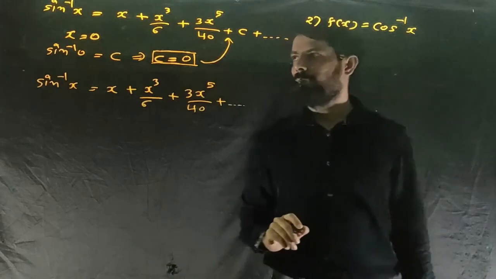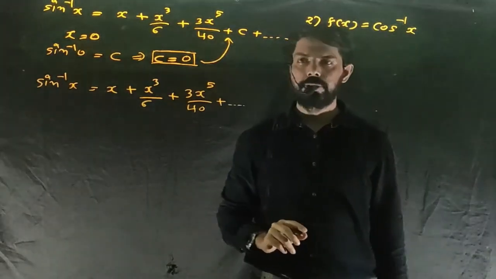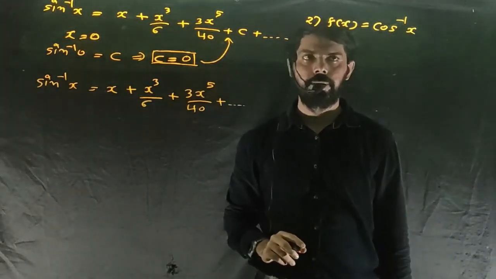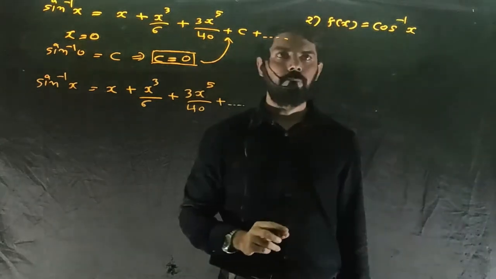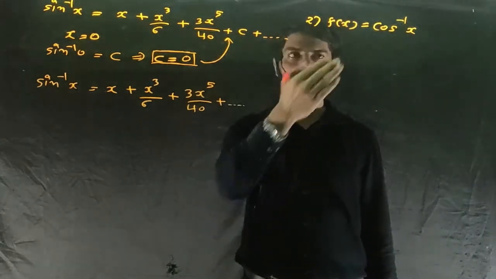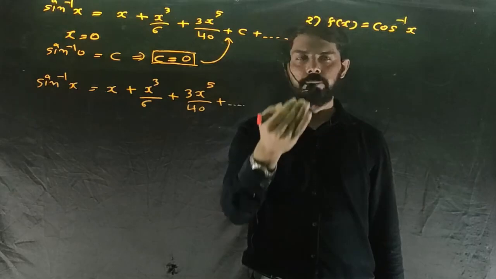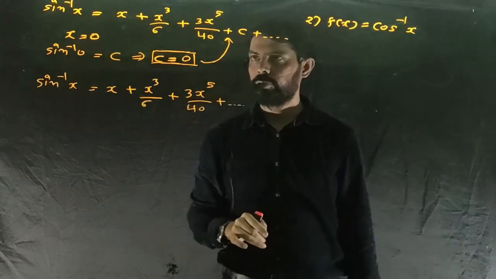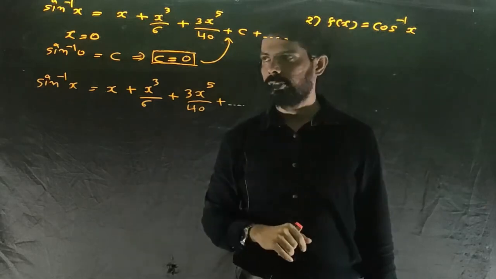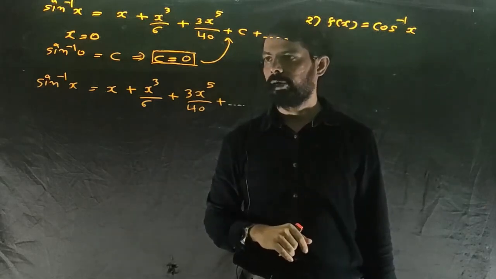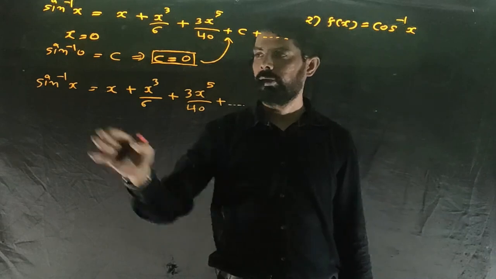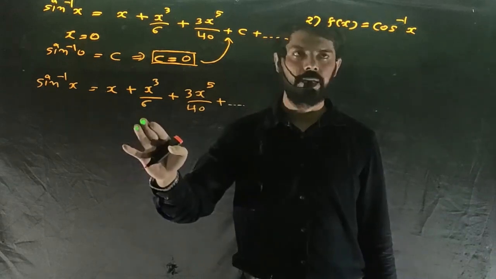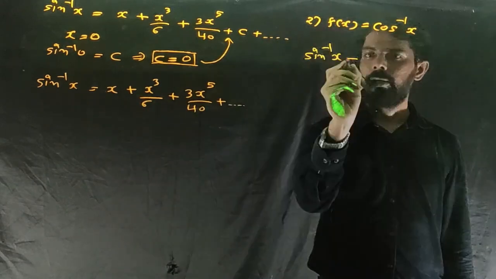So here we will have to find the Maclaurin series for cos inverse x. We can find it using the same procedure, by taking the derivative, then using the binomial theorem, then integrating both sides. So we will obtain the series of cos inverse x. But as we have already obtained the Maclaurin series for sine inverse x, we can directly use this result.